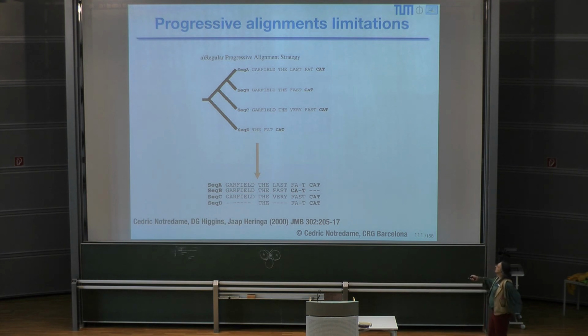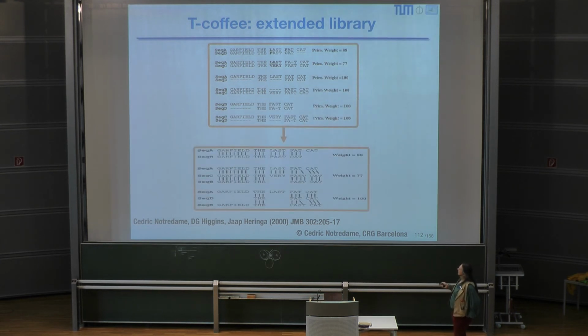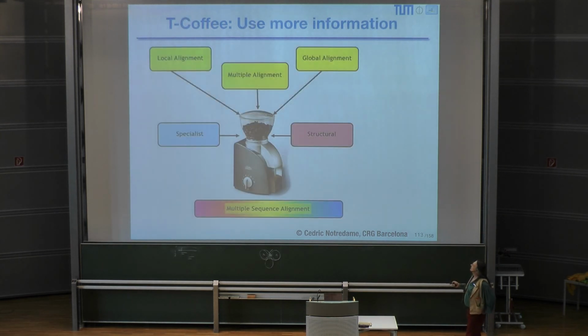So that's the slide from Cedric. So you begin, for instance, with this one here: Garfield, the last fat cat; Garfield, the fast cat; Garfield, the very fast cat; the fat cat. You build these alignments by local pieces, and then you extend the library by bringing in new bits. You realign, you run the genetic algorithm. The beauty of the genetic algorithm, and this Cedric also likes tea, as you can see, or was it coffee?